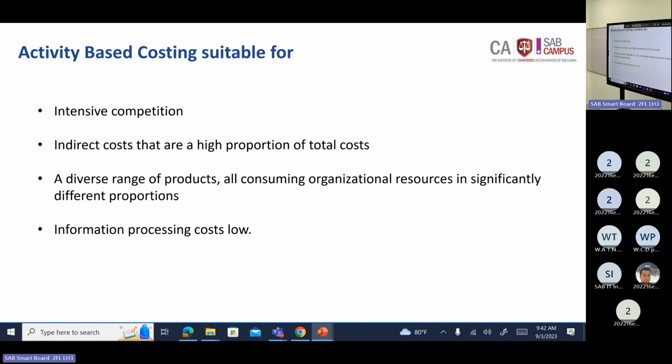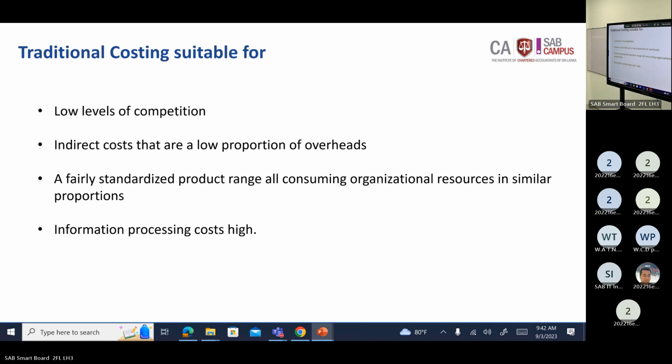Activity-based costing is more suitable when you have high competition. When indirect costs are a low proportion of the overhead, as I told you earlier, say 80% of the total cost is direct cost and only 20% is indirect or overhead cost, you better go for traditional overhead absorption. If it is 90-10, or 75, 80, 90 direct and only 10 to 25 indirect, relatively less, you can go ahead with the traditional overhead.